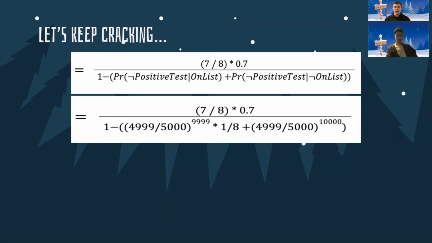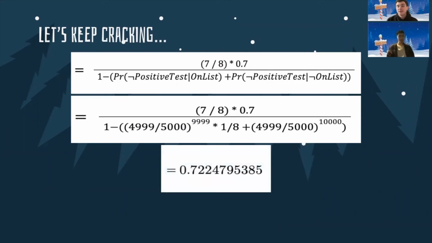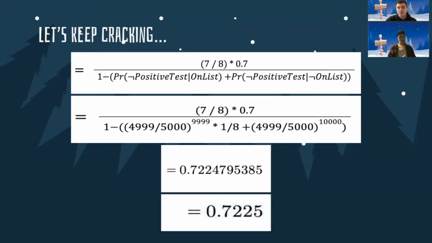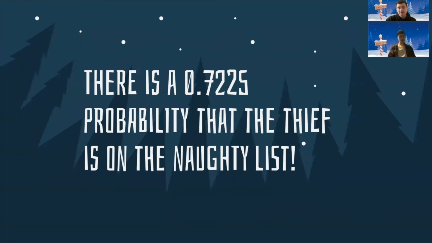We then have to add the probability that we get a negative test given the thief is not on the list. This means that we have to multiply the probability of an innocent testing negative by itself 10,000 times. After simplifying our values down, we come to the result of 0.7224. This can further be simplified down to 0.7225, which means that there is a 0.7225 probability that the thief is on the naughty list, which is higher than the original estimate.